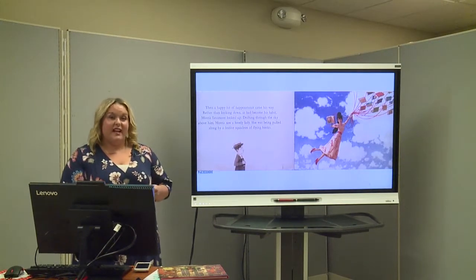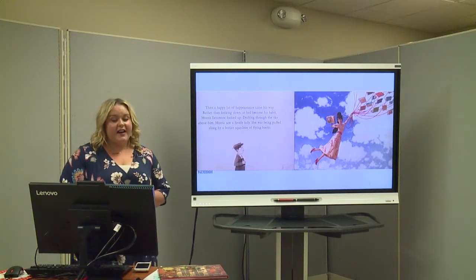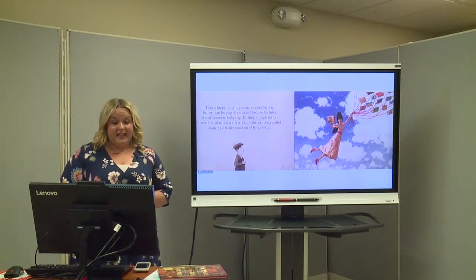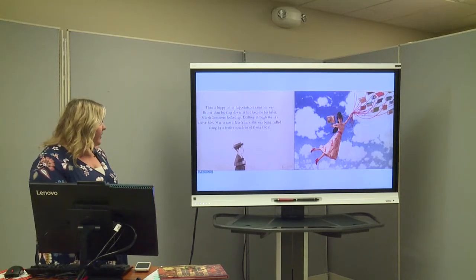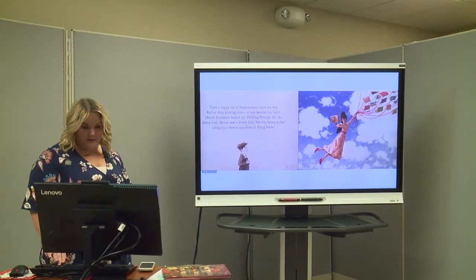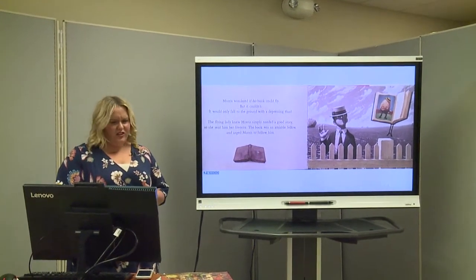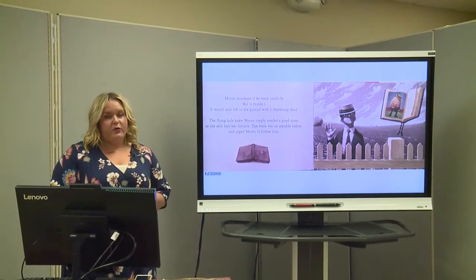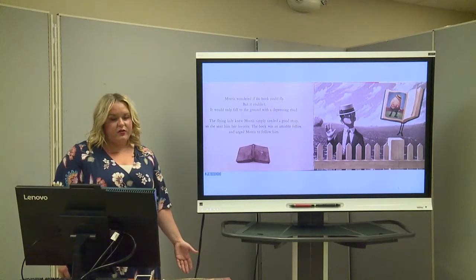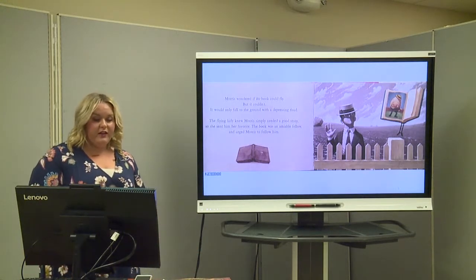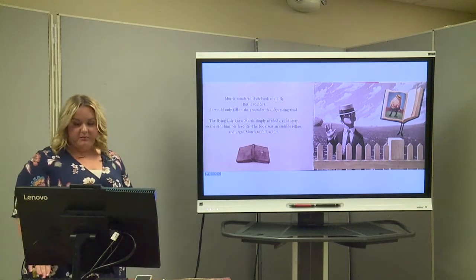Rather than looking down, as had become his habit, Morris Lesmore looked up. Drifting through the sky above him, Morris saw a lovely lady. She was being pulled along by a festive squadron of flying books. Morris wondered if his book could fly, but it couldn't. It would only fall to the ground with a depressing thud. The flying lady knew Morris simply needed a good story, so she sent him her favorite. The book was an amiable fellow and urged Morris to follow him.